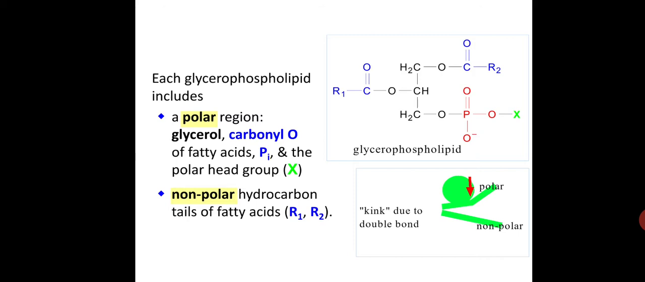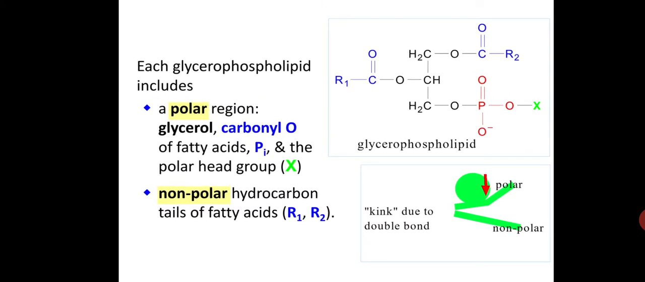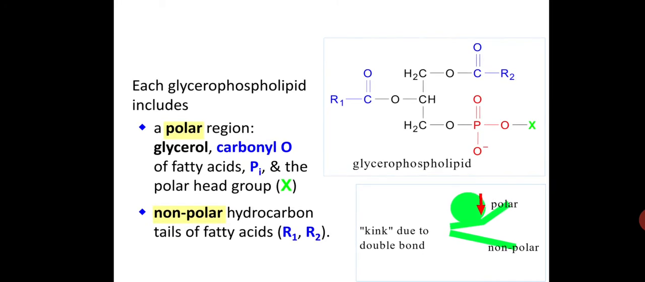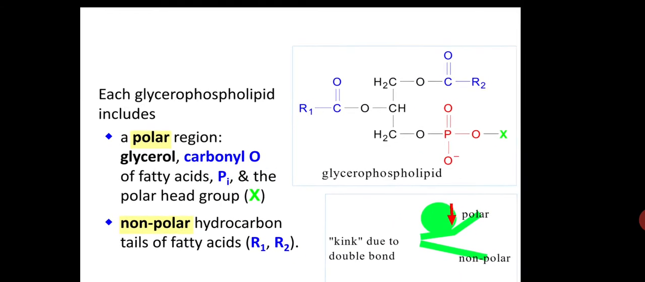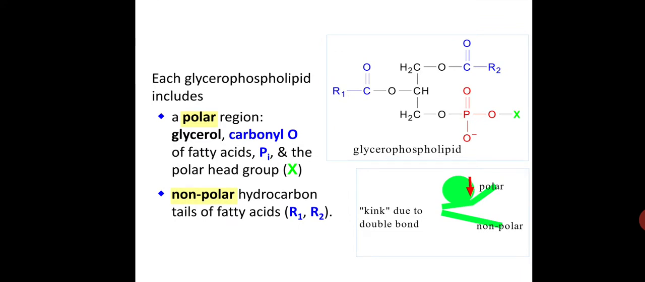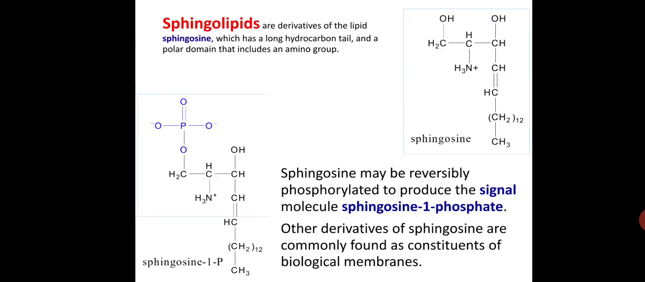What is the polar region in this glycerophospholipid? The polar region comprises glycerol, the carbonyl oxygen of fatty acids, inorganic phosphate, and this X, which is also a polar head group. So it is a very polar sort of molecule, the glycerophospholipid. I am again repeating: the polar region has glycerol, carbonyl oxygen of fatty acids, inorganic phosphate, and the polar head group, while the long hydrocarbon chain is the non-polar end.